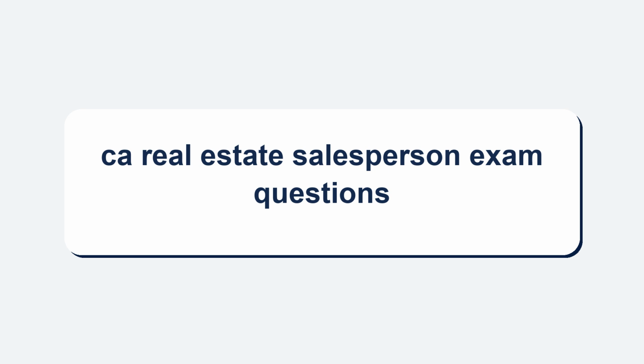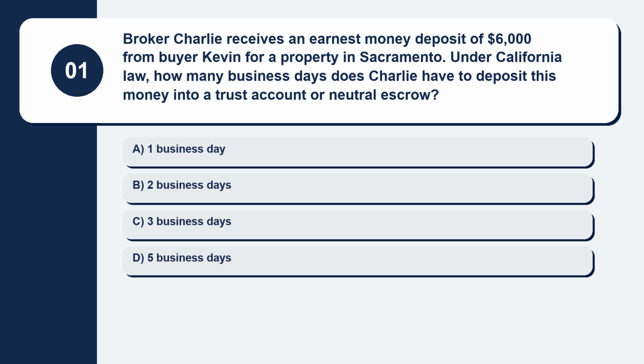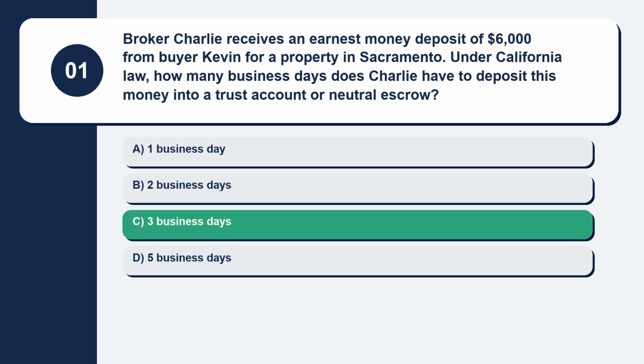Let's begin. Question 1. Broker Charlie receives an earnest money deposit of $6,000 from buyer Kevin for a property in Sacramento. Under California law, how many business days does Charlie have to deposit this money into a trust account or neutral escrow? Here are your options. Option A, 1 business day. Option B, 2 business days. Option C, 3 business days. Option D, 5 business days. The correct answer is option C, 3 business days.